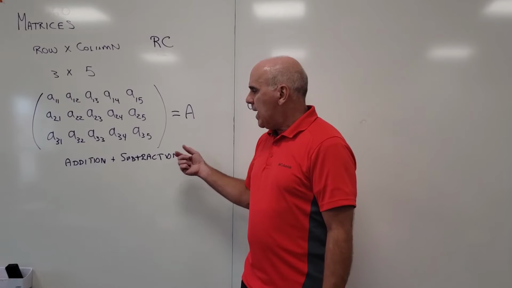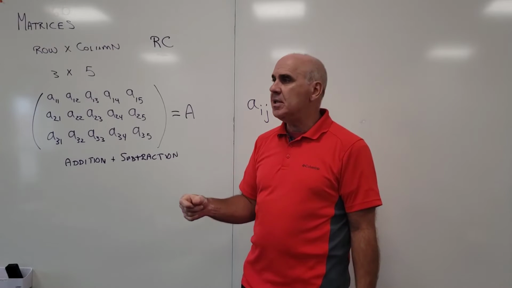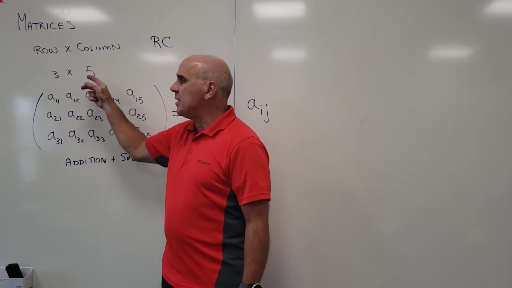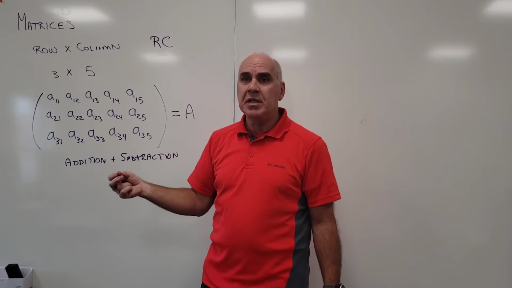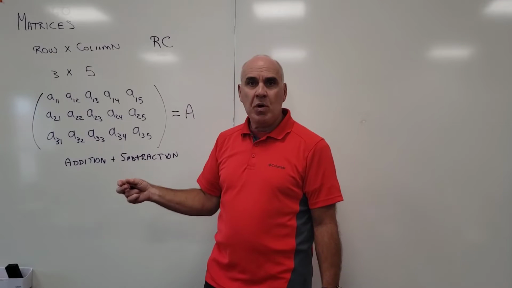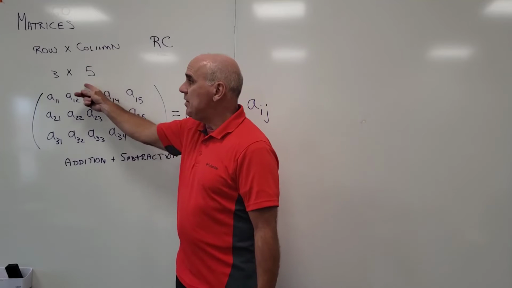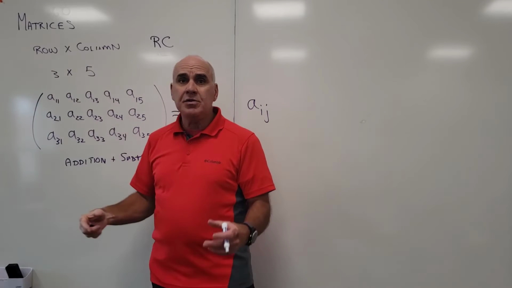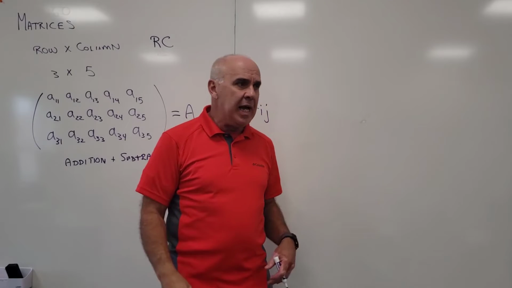Now, when I add and subtract matrices, the main rule is they have to be the same dimension. So if I have a 3 by 5 matrix, I can add or subtract that from another 3 by 5 matrix. But I can't add or subtract it from a 1 by 2 or a 4 by 6 or a 10 by 12. It has to be 3 by 5. All right, so the 2 matrices have to have the same dimensions in order for them to be added.